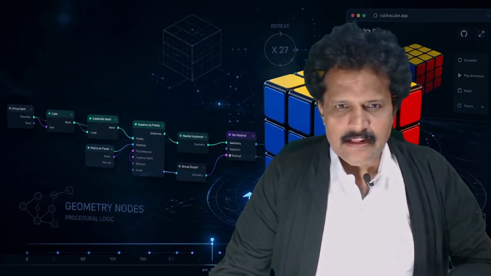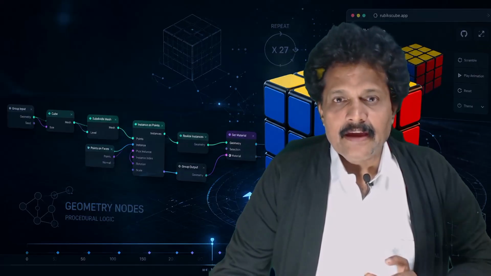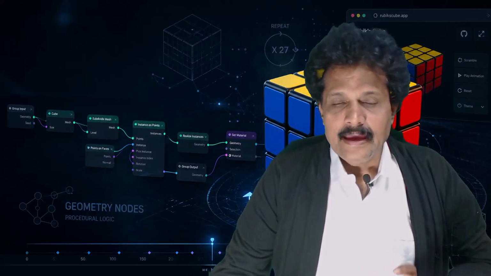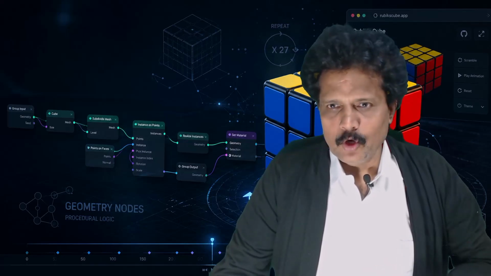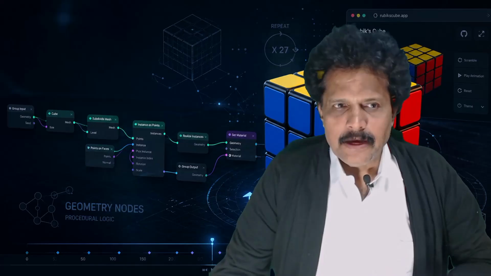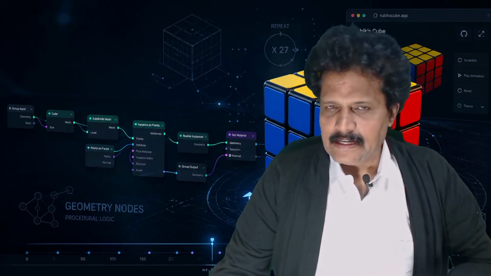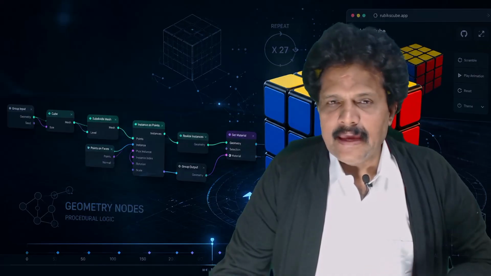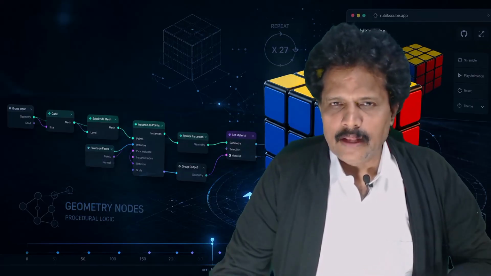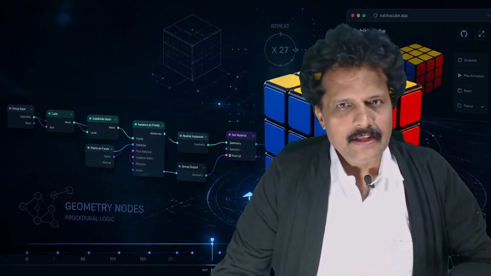So in this final session, we are not just finishing a model, we are completing a full procedural system. A system that has structure, colors, rotation, memory, scrambling, animation, presentation, and submission identity. Let us now begin the final stage of our Rubik's Cube project and bring everything together into one polished, animated, and complete Blender geometry nodes creation.